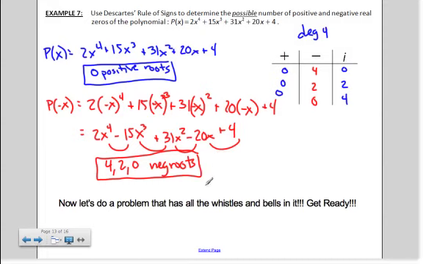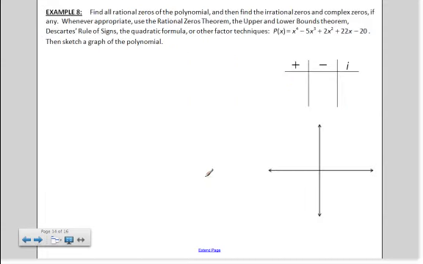All right. And now, one problem with all the bells and whistles. It says find all the rational zeros, the irrational zeros, and the complex zeros, if any. Whenever appropriate, use the rational zeros theorem, the upper and lower bounds, Descartes' rule of signs, the quadratic formula, or other factoring techniques.